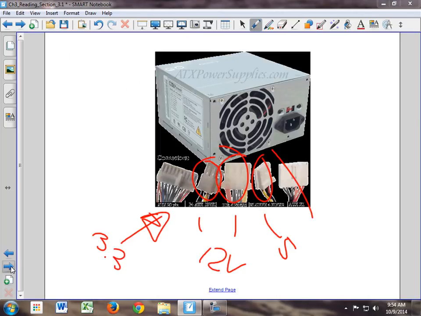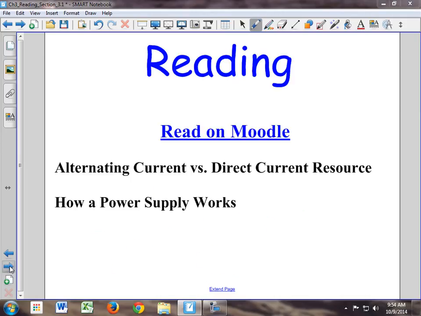So same thing, different picture. I got 3.3, 12s and 5s. This one's not used anymore. That was an old AT power supply plug there. And we're not going to go on from here.